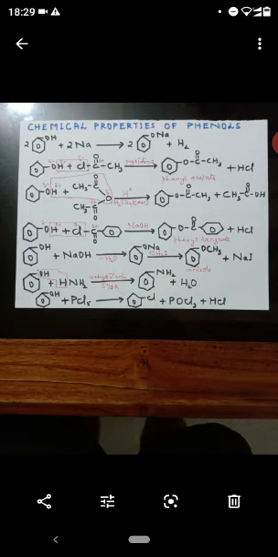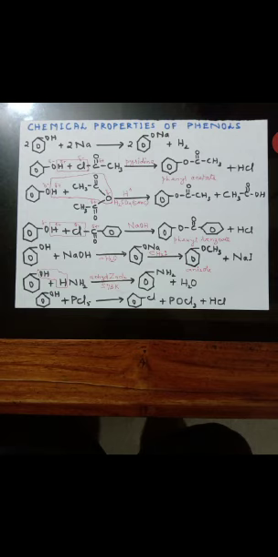Similarly, when phenol reacts with acetyl chloride, CH3COCl, in the next reaction, in presence of a basic catalyst, that is pyridine, what do you get? You get phenyl acetate, benzene ring OCOCH3.